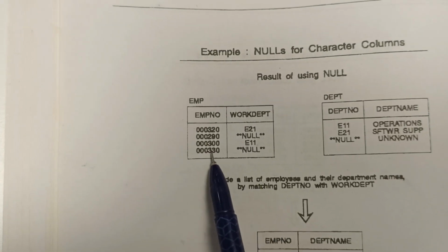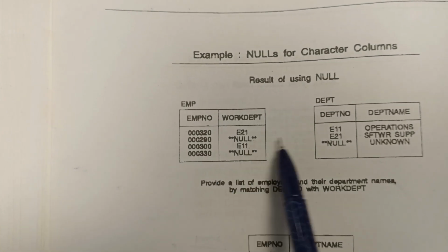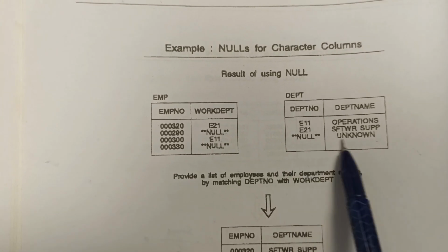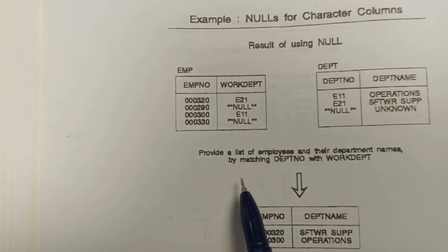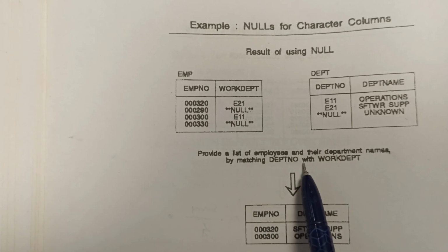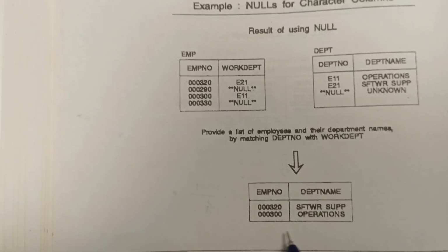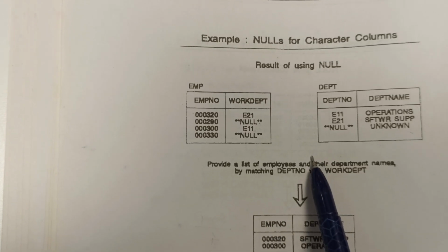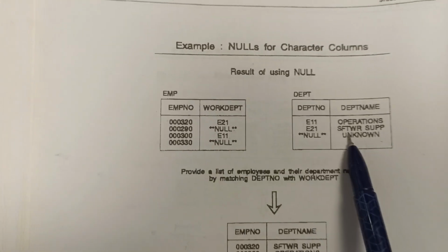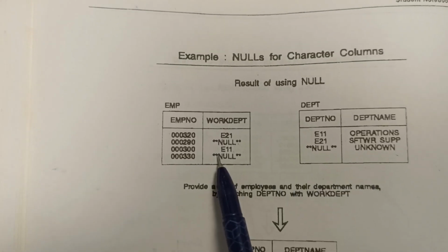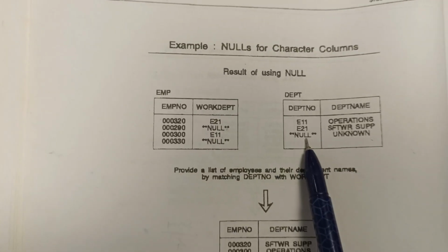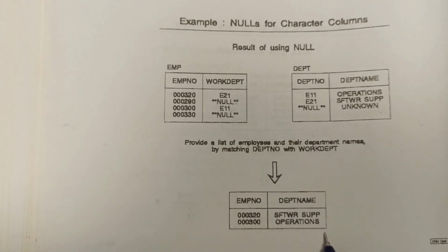Even though the primary key has a null value, and the dependent table has a null value as well, it is not entering here. You can see the list of employees and their department name by matching the department with the work department. When writing the join by combining these two tables with the key, null values, even if the primary table has a null value and the secondary table has a null value, it will not return the null value here.